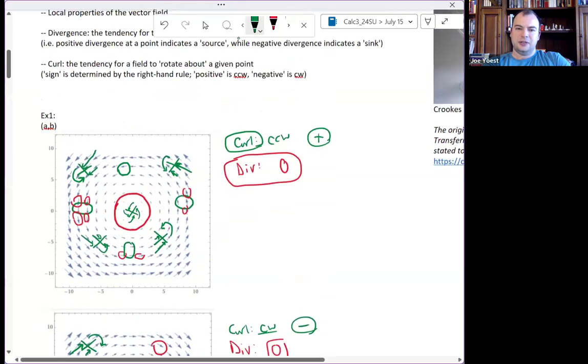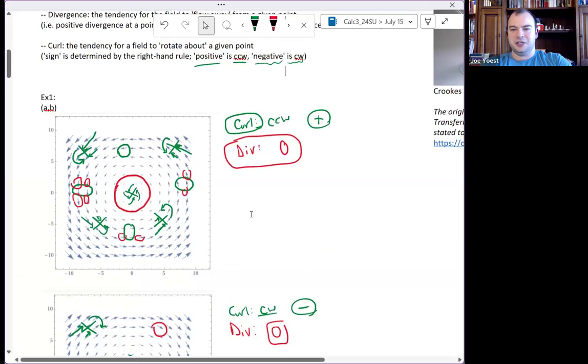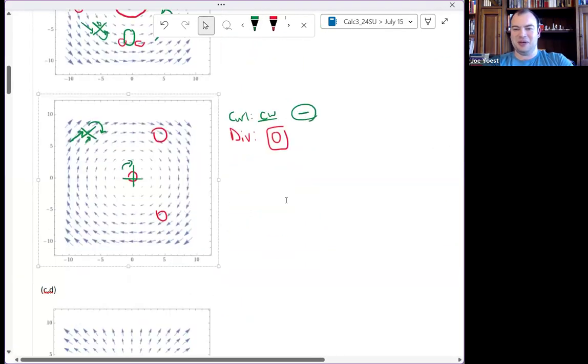Remember, kind of related to the right hand rule and related to Green's theorem and the way that we positively orient a curve, counterclockwise is positive and clockwise is negative. So unfortunately, that's just how we decided to make math. We prefer counterclockwise over clockwise for whatever reason.